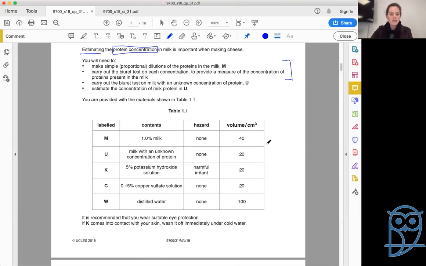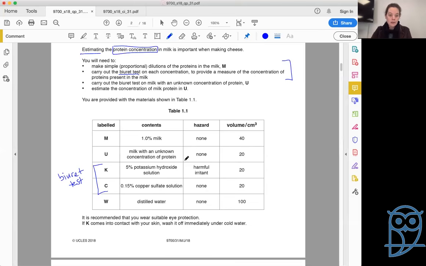And something you might notice here, they told us we're going to be doing a burette test, but there's no burette solution. But remember, these two together, potassium hydroxide and copper sulfate solution, you can use those to do a burette test. You don't have to have a pre-mixed reagent for a burette.